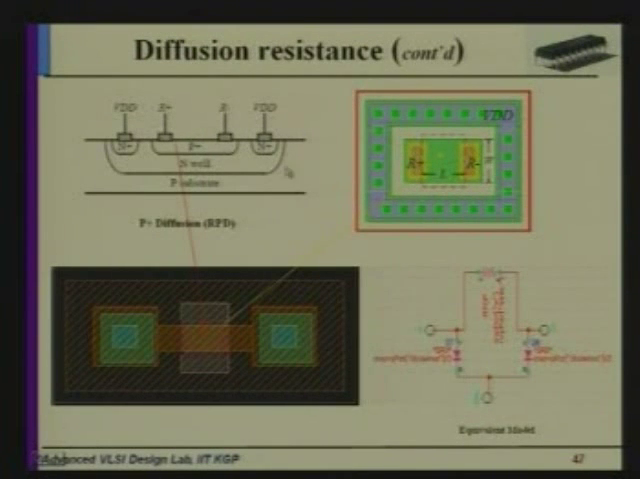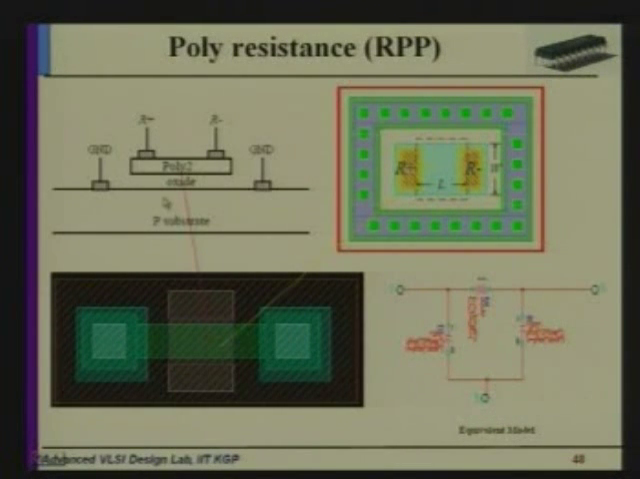And the same thing for the diffusion. And this is a poly resistance. This is one poly, right? And then some capacitance will be here. I think I have missed the poly one; the poly one is not here. Okay, I have missed that one.